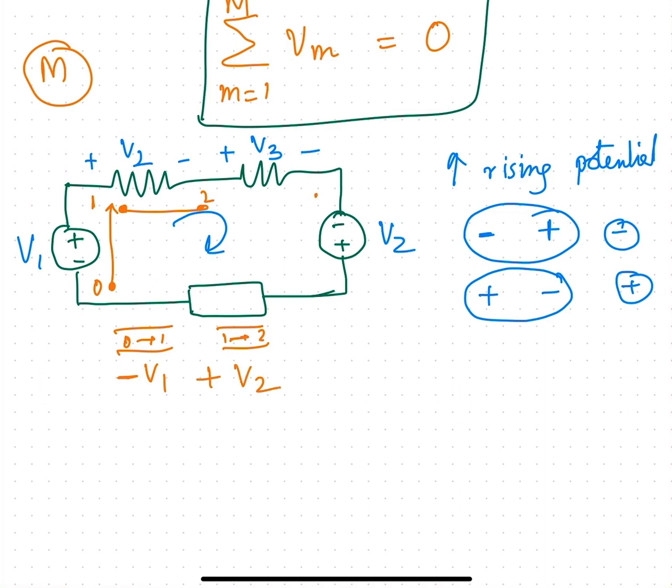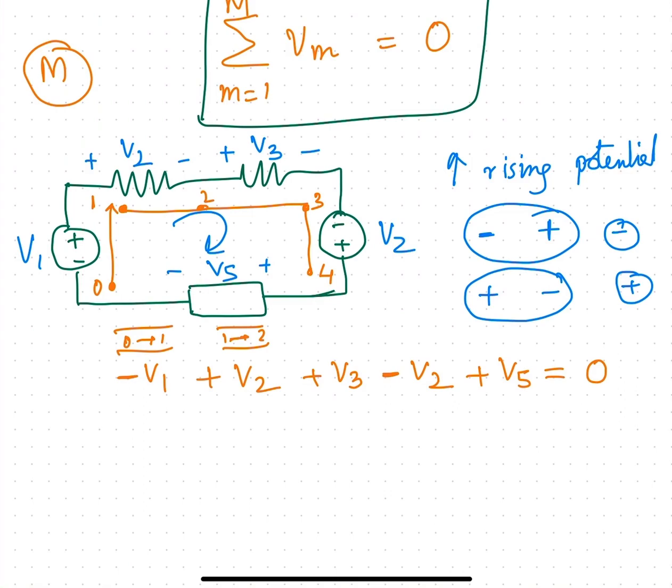Then you have 3 here. 2 to 3 is again positive. Then 3 to 4 is again rising, so you take it as minus. And we haven't labeled this, so we can label this as well. Let's call it V5, and let's assume that this is the polarity. And V5, 4 to 0 is falling potential, so you take it as positive, and you say that according to KVL, the sum of voltages around a loop is equal to 0.